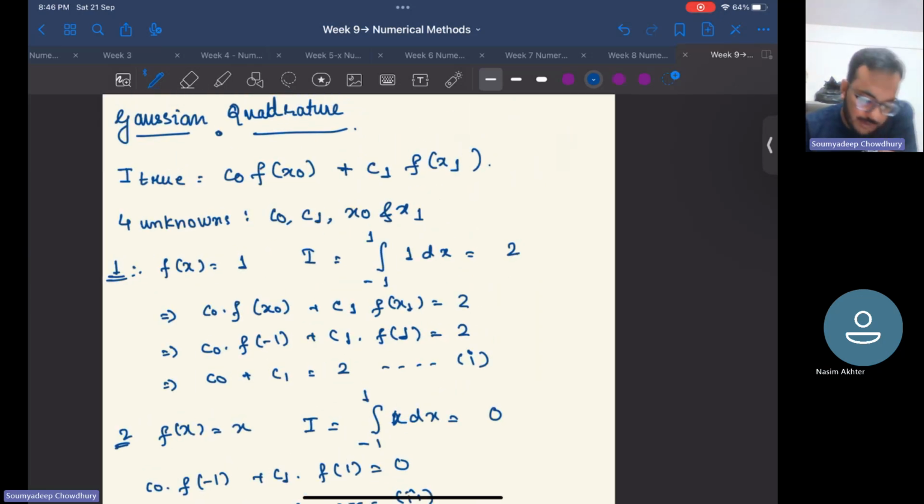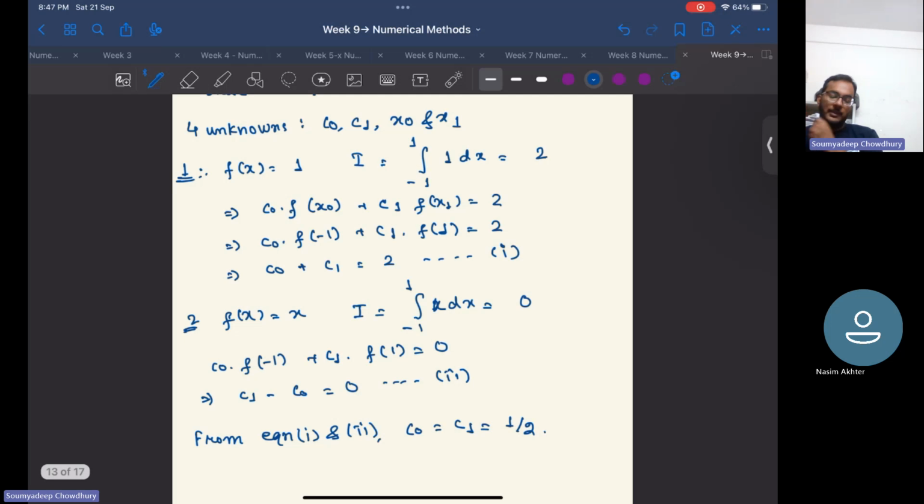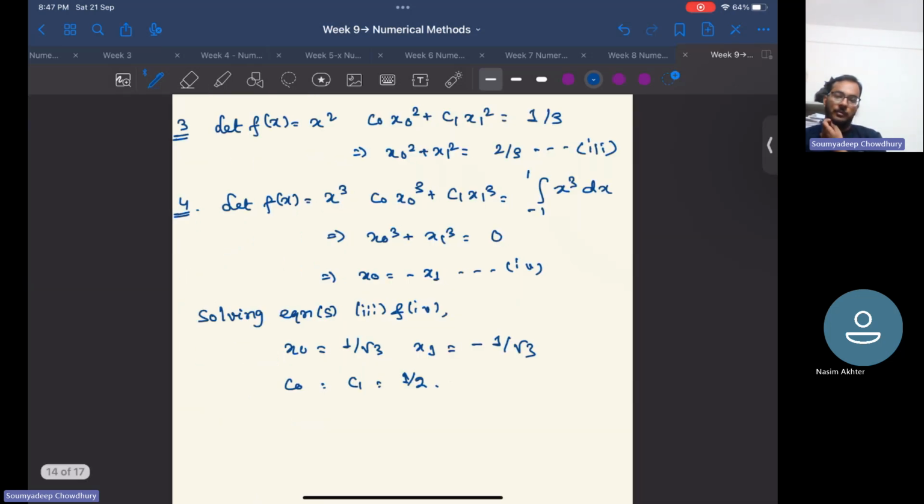So Gaussian quadrature, basically, the true integral, we are trying to represent it in the form of a sum of the functional values of two functions, right? C naught into f of x naught plus C1 into f of x1. So using different sample functions, f(x) equal to 1, x, x square, x cube, we obtain the values of C naught and C1 as half, and x naught as 1 by root 3 and x1 as minus 1 by root 3.